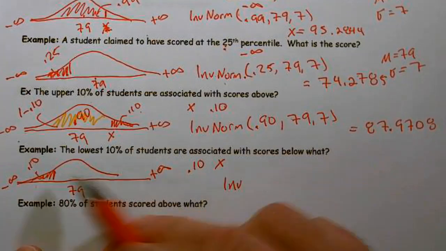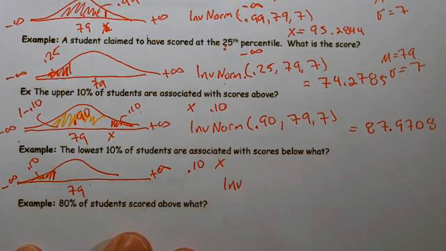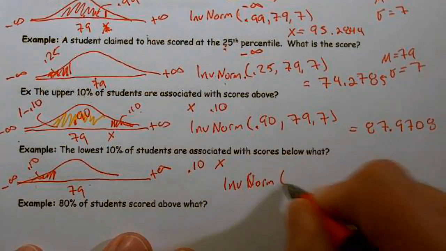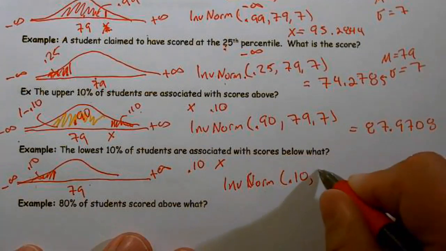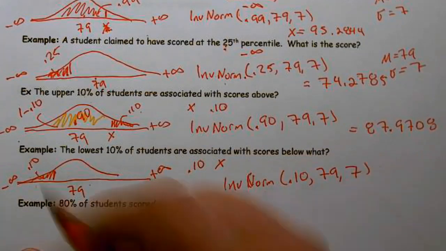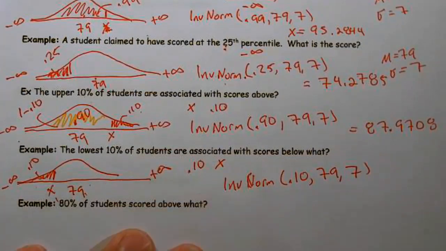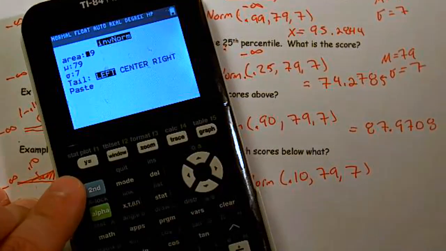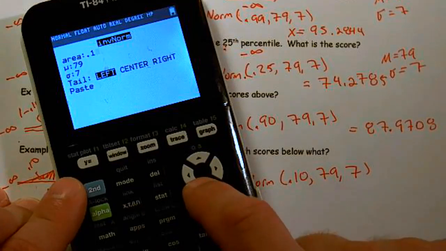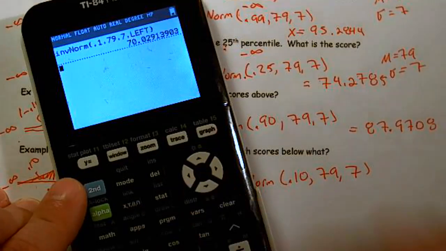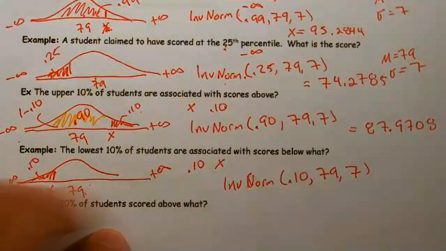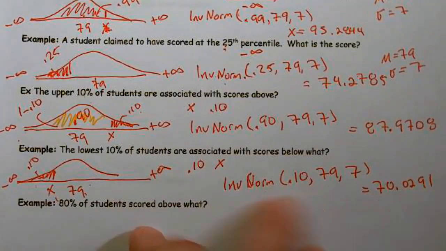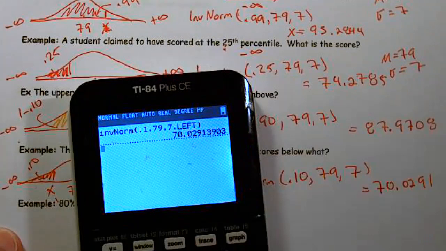And remember, we get to use inverse norm because they gave you a percent, they gave you one of the areas. So inverse norm, 0.10, 79, and 7. Obviously, this X is less than 79, so we better end up with a number that's smaller than 79. So that person that scored in the lower 10% scored a 70 or lower, all right? Equals 70.0291. I know I took that off the screen really fast, but that's where that came from.